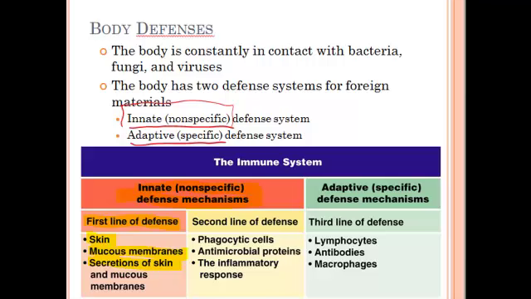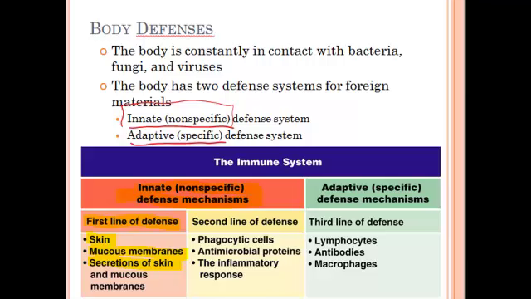Of course, these defenses aren't perfect, so things do get through. If you cut your skin, that compromises it, and it can become infected. Our stomach is able to kill a lot of bacteria, but some bacteria can make it through the acidic conditions. So it's not perfect, but this is like the wall around our castle. This is just to try to keep foreign things out. It's our first line of defense in order to keep ourselves healthy.